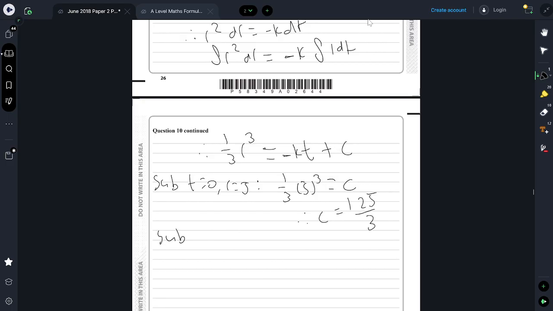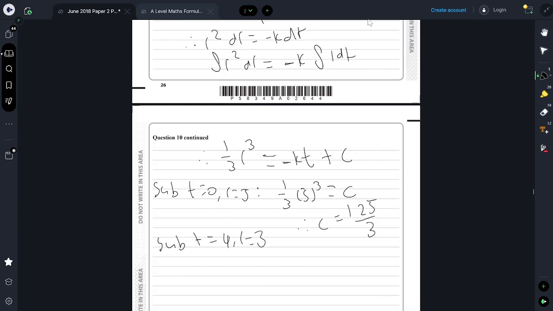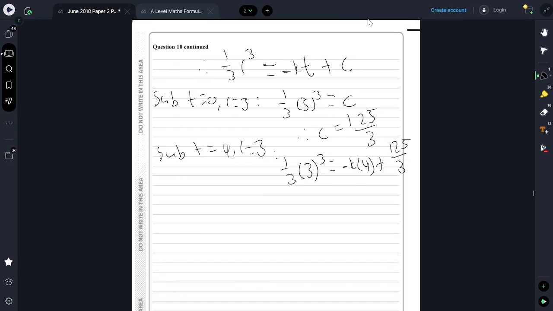Cool. And then we're going to sub in the other condition we're given. So t is 4, r is 3, because that was in the question, remember? That means then a third of 3 cubed is minus k of 4 plus c, which is 125 over 3. And yeah, now we solve for k. So let's simplify it. A third of 3 cubed, that'd be 9, wouldn't it? Yep, 9 is equal to minus 4k plus 125 over 3. That'll then give you k if you solve that. So 4k is 125 over 3 minus 9, and that'll get you 98 over 3 divided by 4. And k then is 49 over 6.